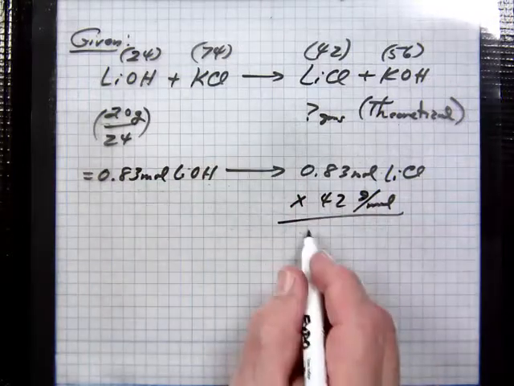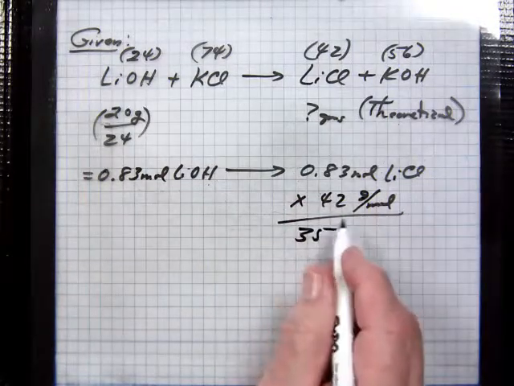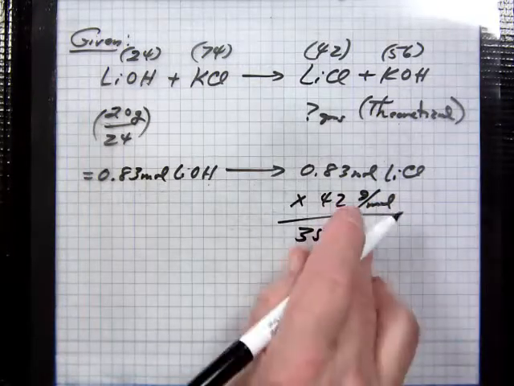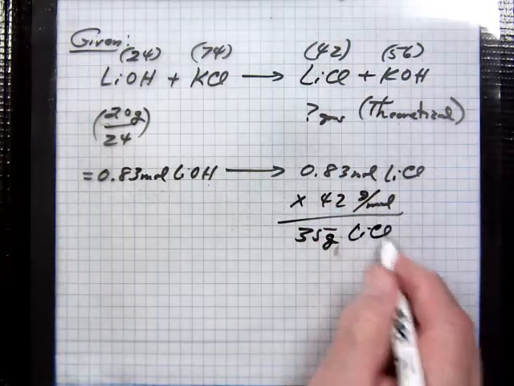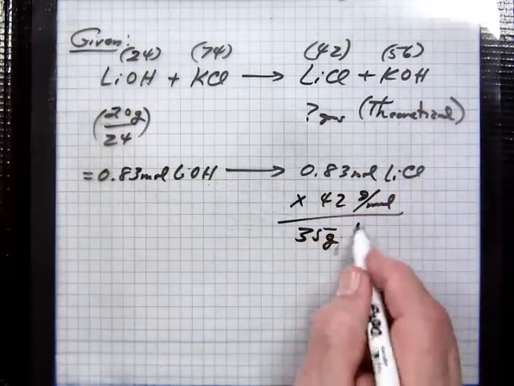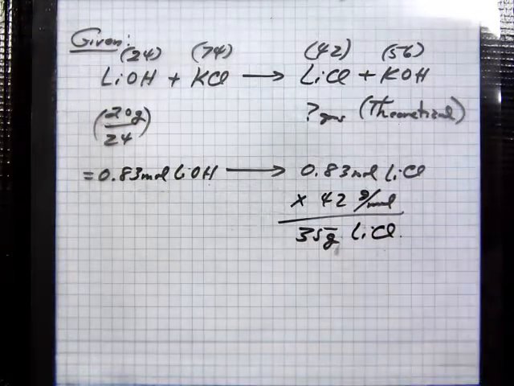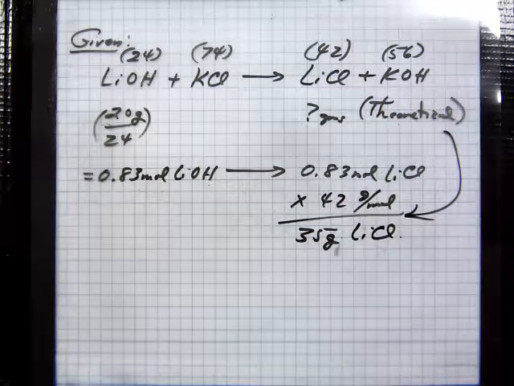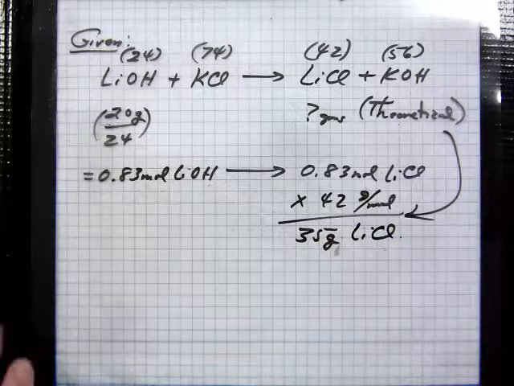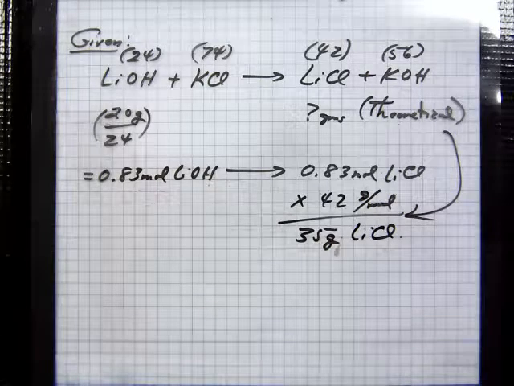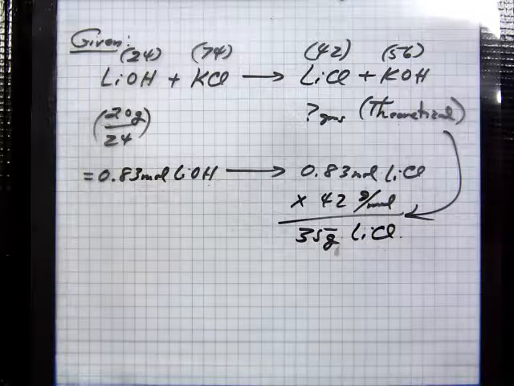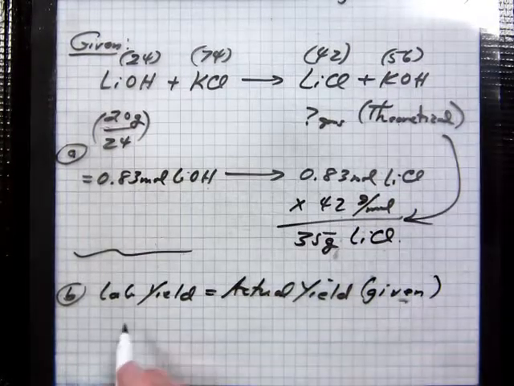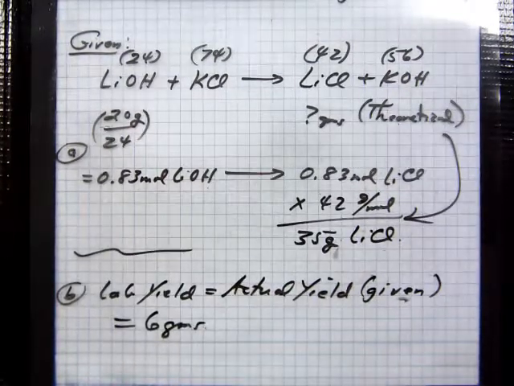And that's 35 grams of the lithium chloride. Okay, so this is the theoretical yield because it was calculated from the equation. And I think it goes on next. I actually produce 6 grams. It's equal to 6 grams. Okay, sorry.